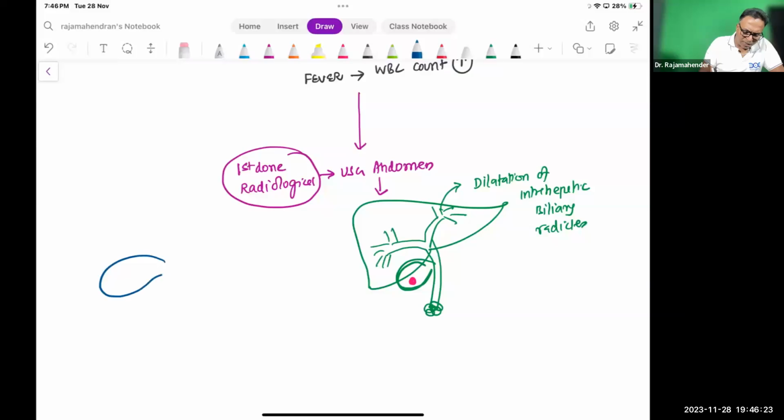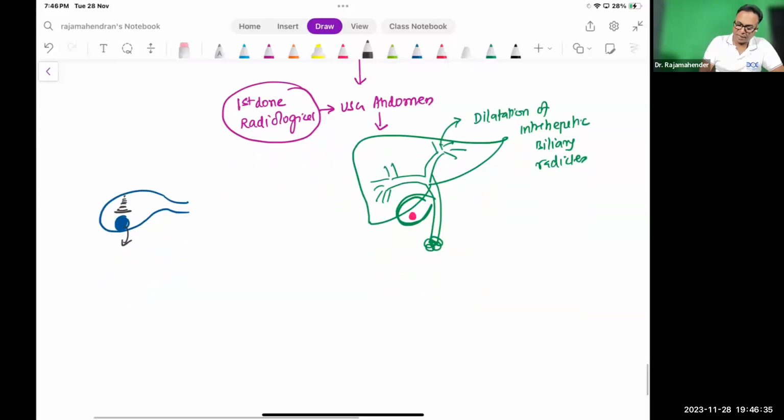If there is a stone in the gallbladder, what will be the finding in an ultrasound? Stone in the gallbladder will have what finding in ultrasound? It will have a posterior acoustic shadow. I will show you this, an image-based question for PG entrance exams. Posterior acoustic shadow is a finding of stone in the gallbladder.